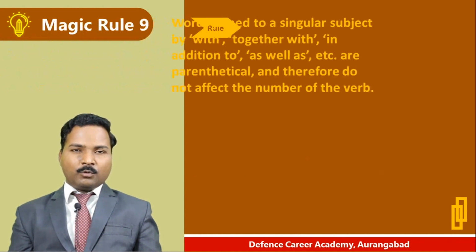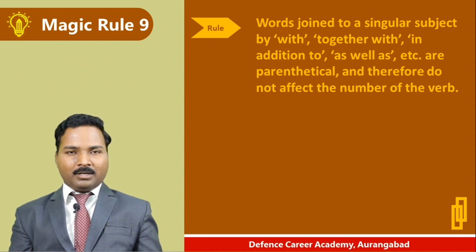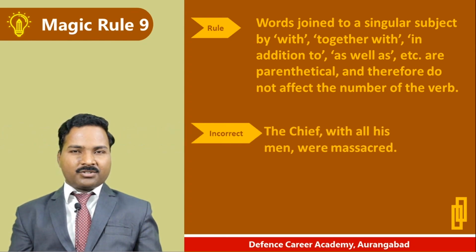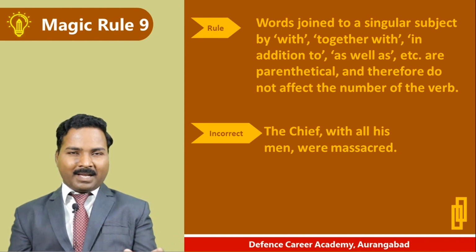Now, the last but one rule we are going to learn, rule number 9: words joined to a subject. When parenthetical, you might have heard about the parenthesis. Let's look at this example: "The chief with all his men were massacred." The chief with all his men, with all his supporters. Here "with all his supporters" is a parenthesis to the noun, the chief. Here the verb should agree with the noun, the chief.